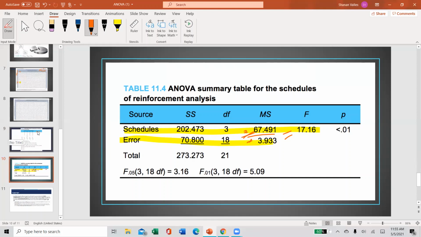17.16, I think we've learned by now, is a really big obtained value, right? And so we're fairly confident that it's going to be significant, but let's see at what level it is significant. I like this table because he lists both of our critical values, the one at 0.05 and the critical value for 0.01. But let's go back and check, right? He's mentioning here we're using degrees of freedom of 3 and 18, okay?